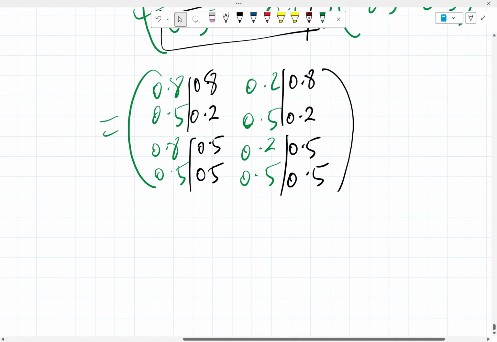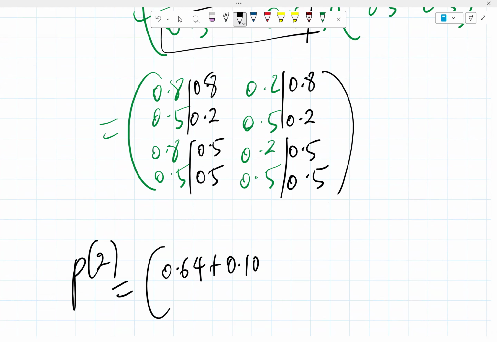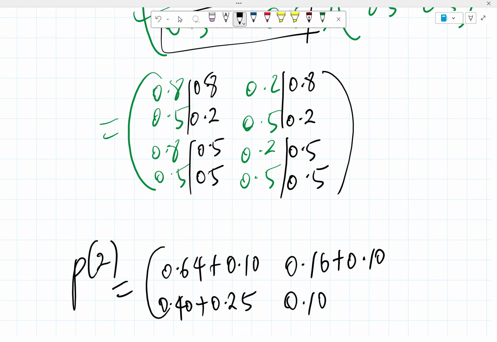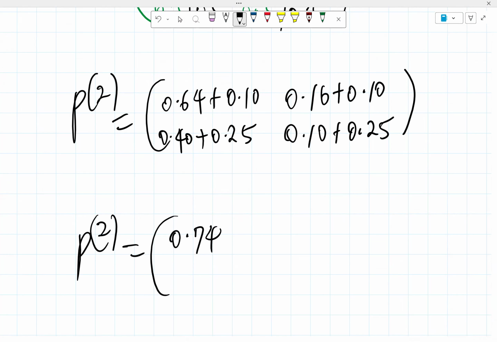So that we then have P2 equal to 0.8 times 0.8, that's 0.64, plus 0.10. This 0.5 times 0.2. Then here you have 0.16 plus 0.10. Down here we have 0.40 plus 0.25. Then here we have 0.10 plus 0.25. So P2 equals 0.64 plus 0.1, that's 0.74, 0.26 here. If you add that, here you have 0.65, and this is 0.35.